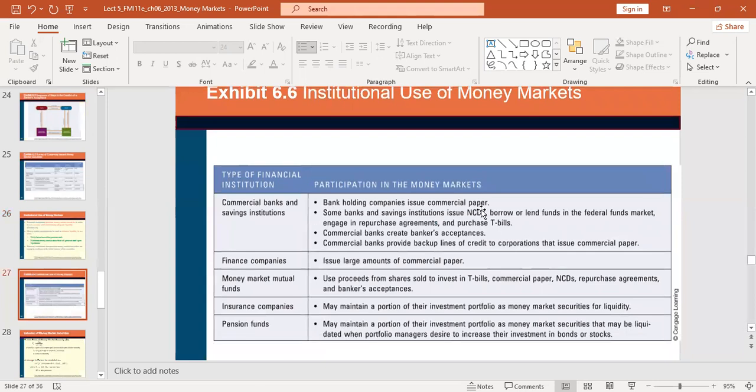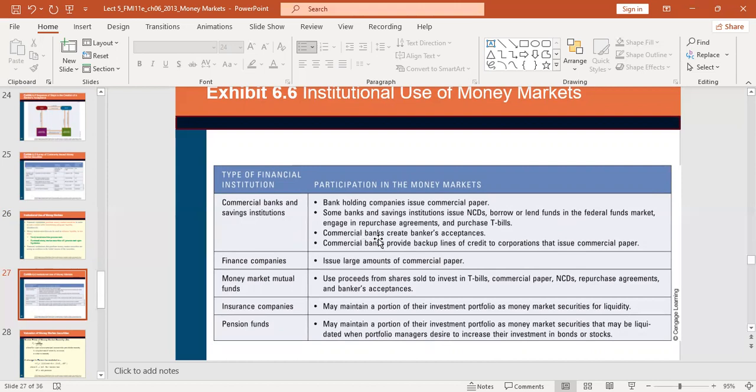This table shows the summary of different financial institutions and how they use the money market. For example, you can see that the commercial banks and the savings institutions, they hold bank holding companies that issue commercial paper, while some banks and savings institutions issue negotiable certificates of deposit. They also borrow or lend funds in the federal funds market. They also engage in repurchase agreements.